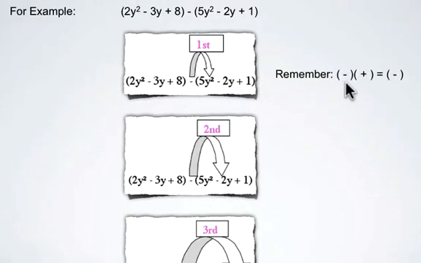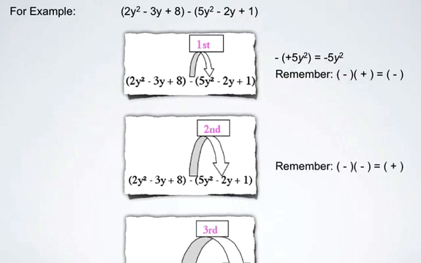So the thing we have to remember is a negative times a positive is a negative, or subtracting a positive is the same as subtract. So the first subtraction, when we subtract 5y squared, and because there's no sign in front, we understand it to be a positive. So subtract positive 5y squared becomes negative 5y squared.